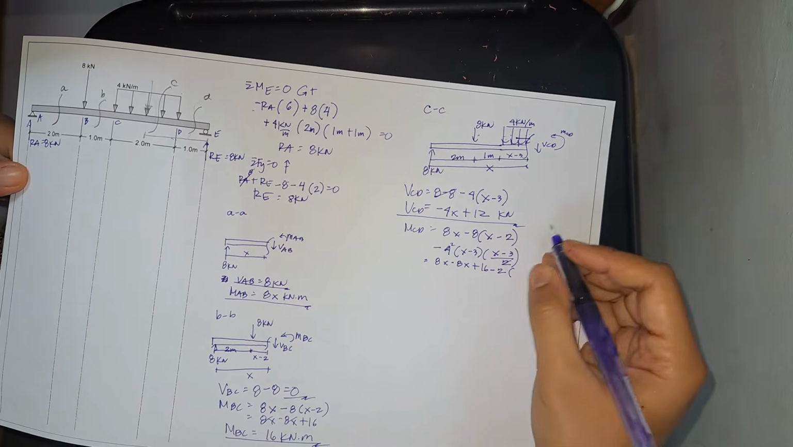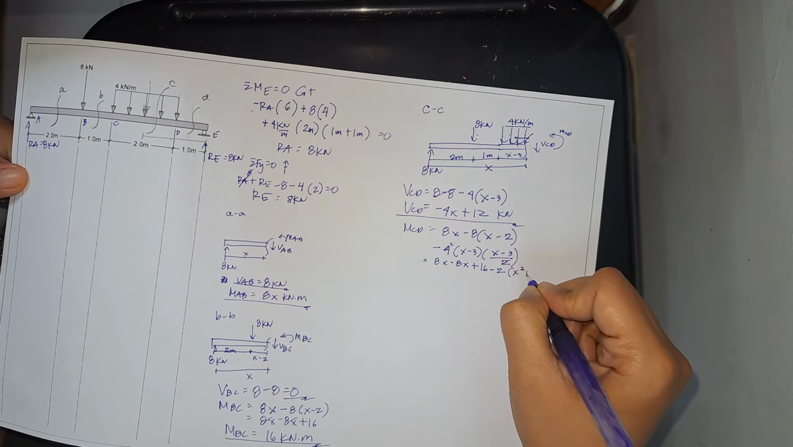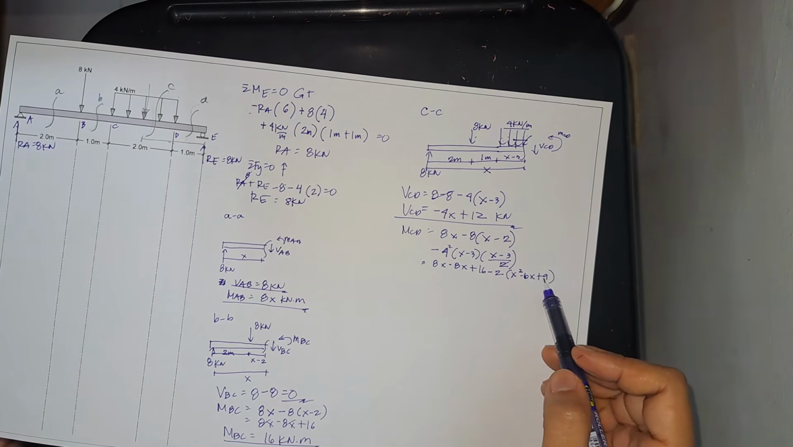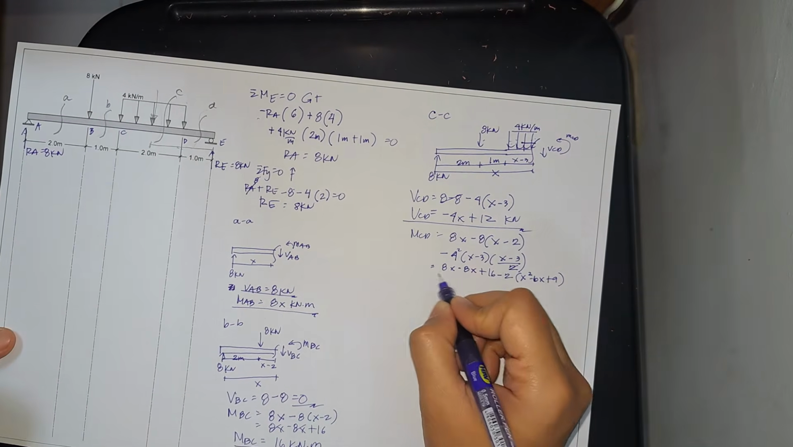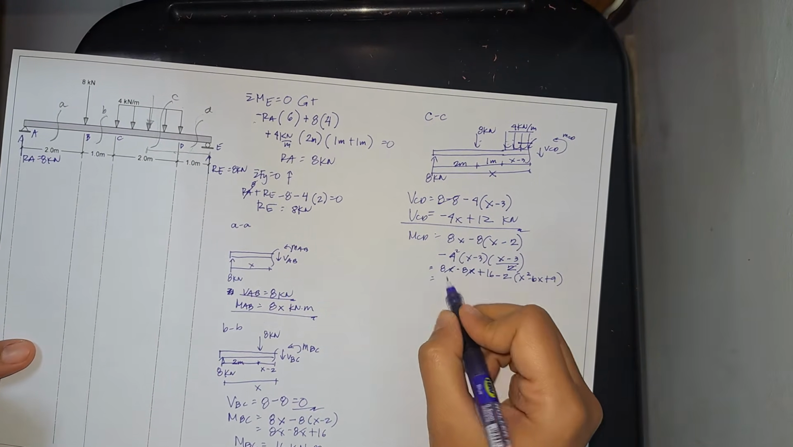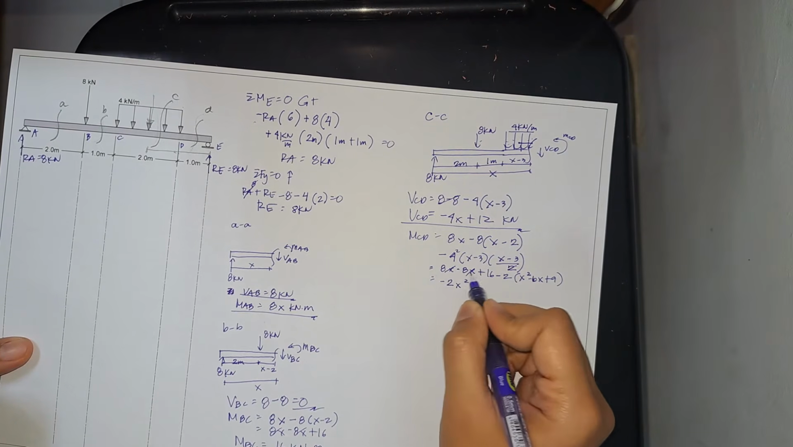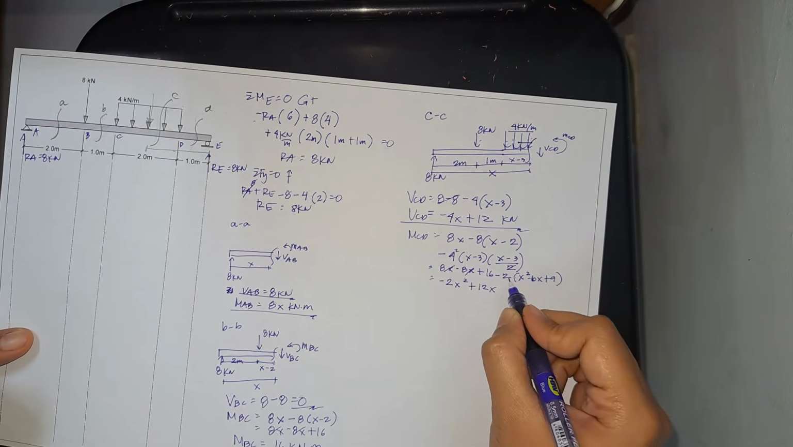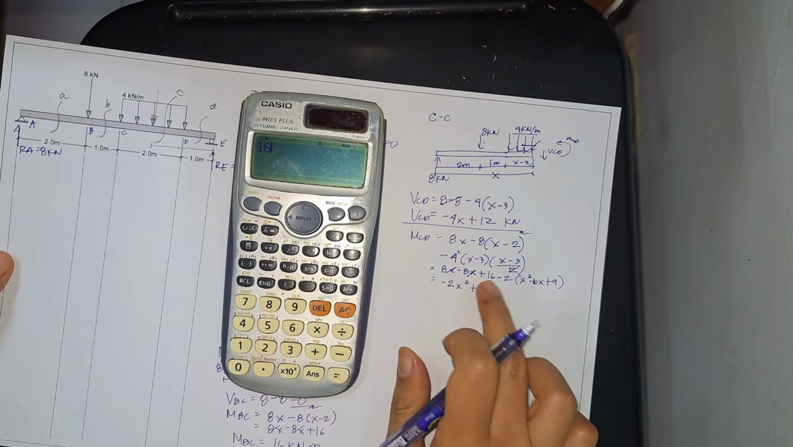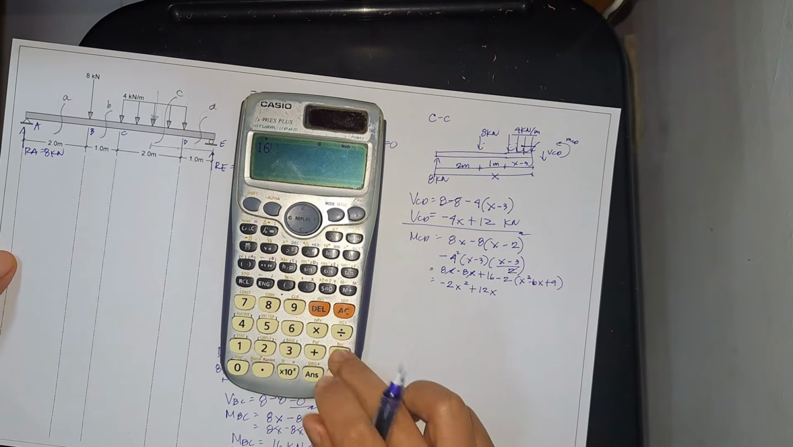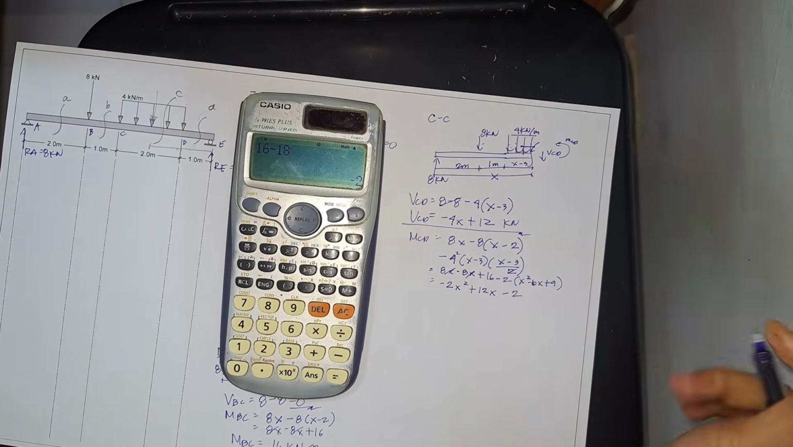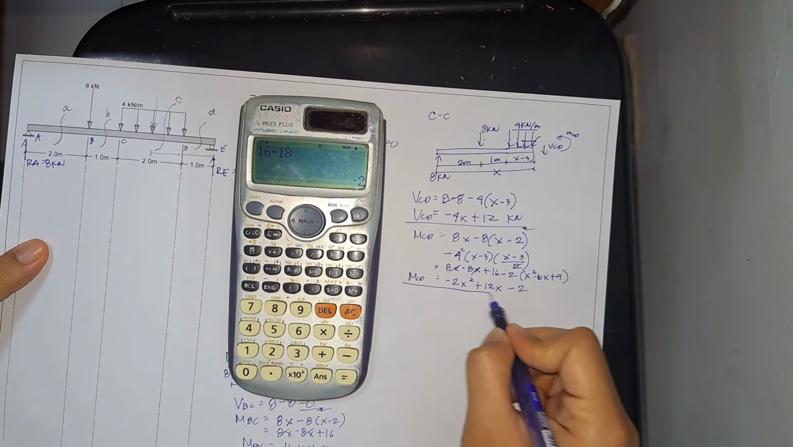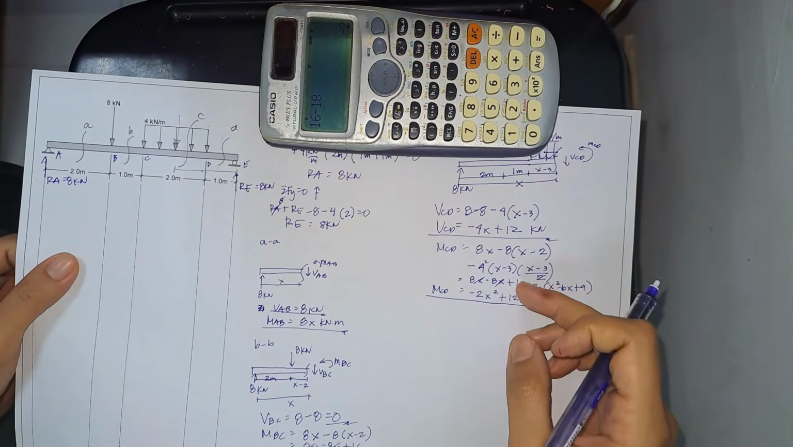And then, let's combine that. x squared minus 6x plus 9. Combining like terms, we now have negative 2x squared plus 12x. Then we have here 16, and then distribute that, minus 18. So negative 2. So this is now the moment equation for segment CD.